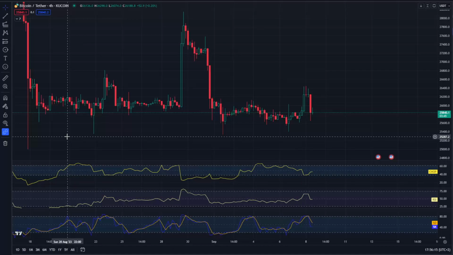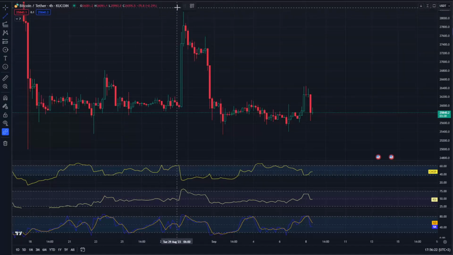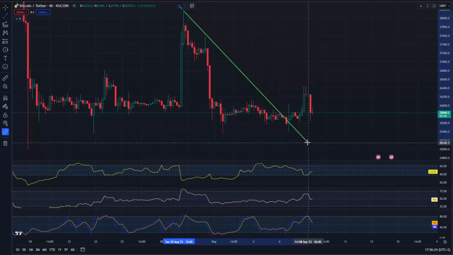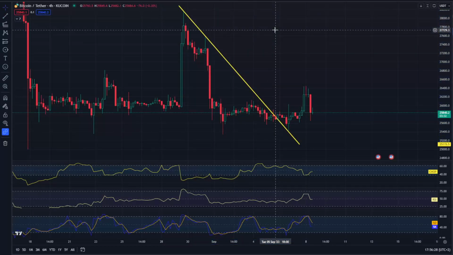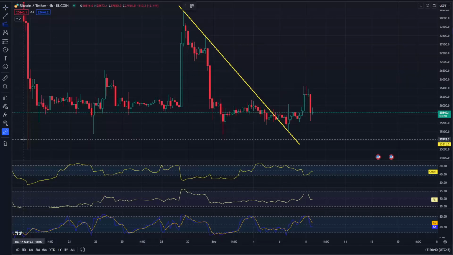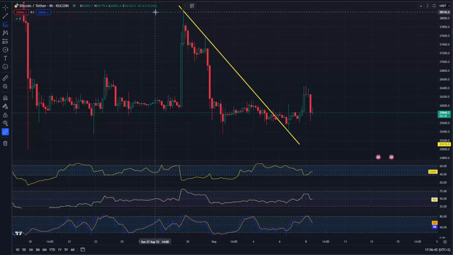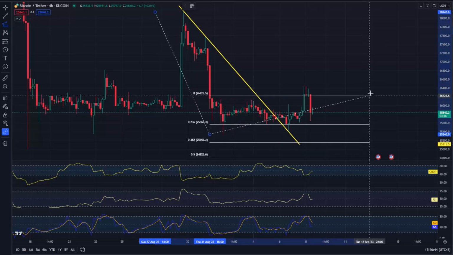Let's start by checking the current situation on the BTC to USDT pair, taking into account the 4-hour interval. First, we will use the yellow line to mark the downward trend line from which the price went up. Now we can move on to marking support areas in the event of a deepening correction.